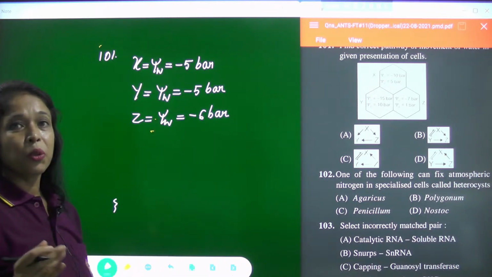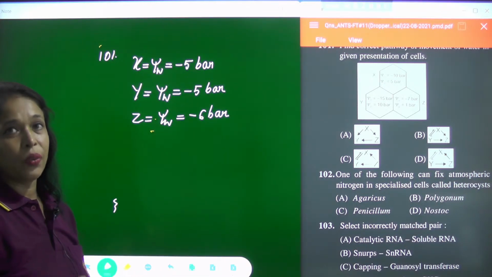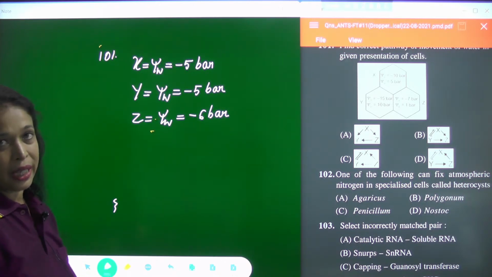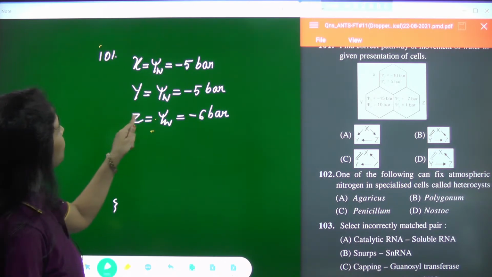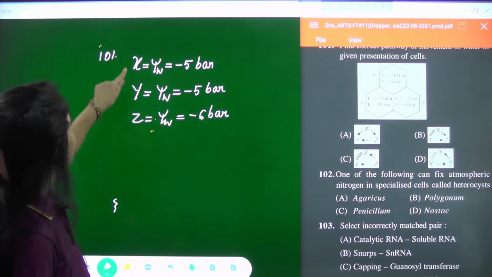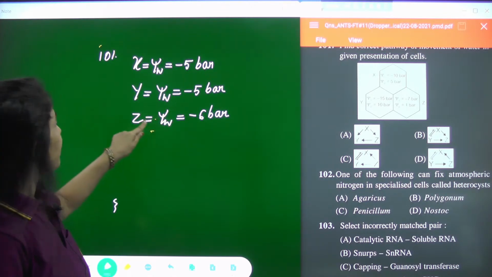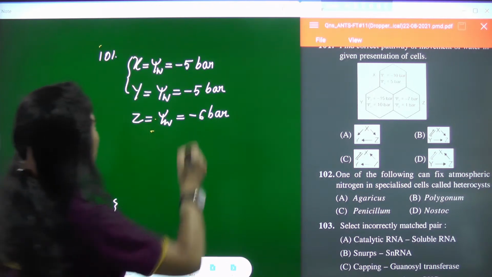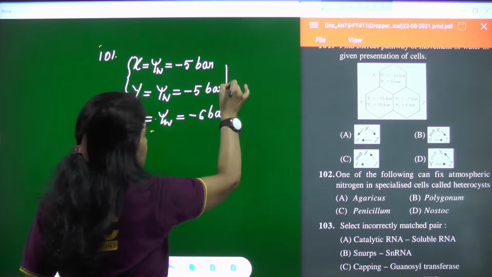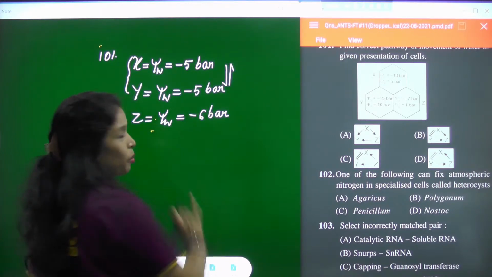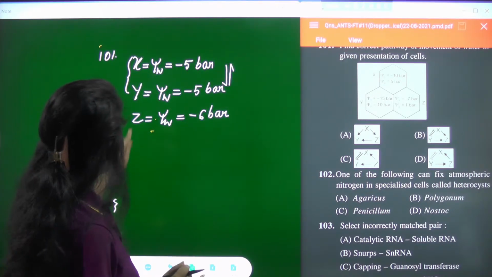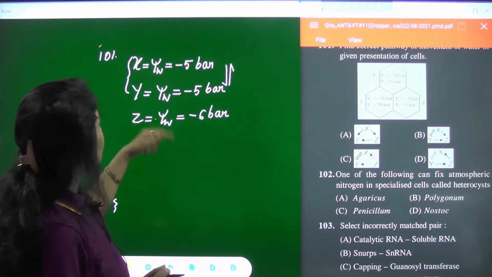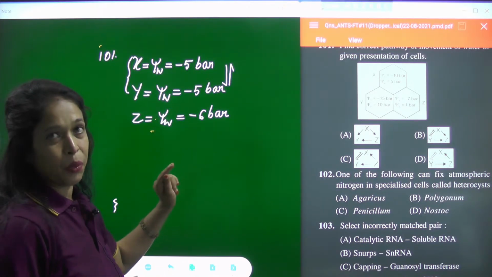So you know that movement of water always occurs from higher water potential area to lower water potential area. So here the high water potential value is in X and Y as compared to Z. In these two cells, the value is the same. So movement of water will be from X to Y or Y to X, it will be the same value. And in this Z, water potential is less. So it will draw water from both X and Y cell.